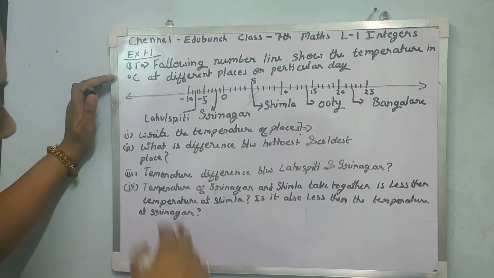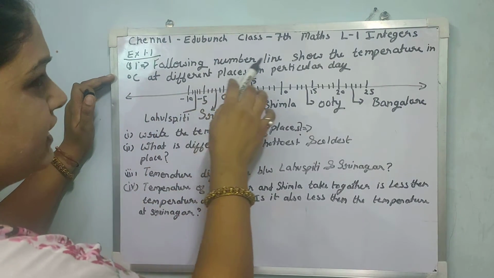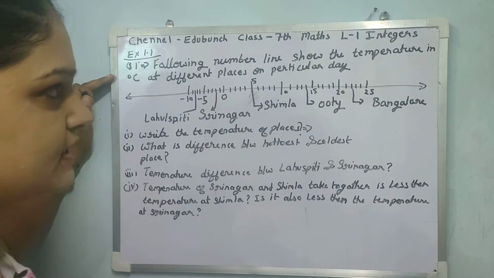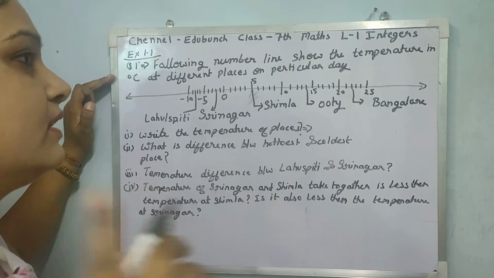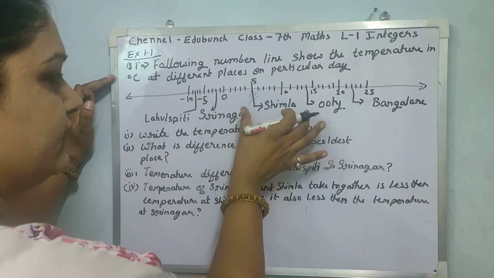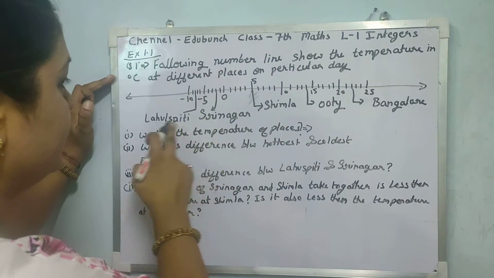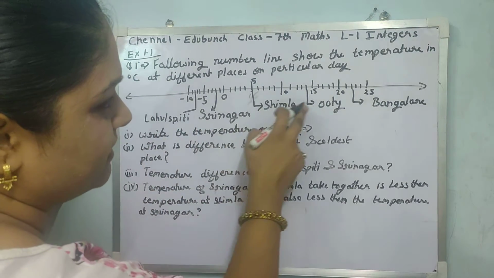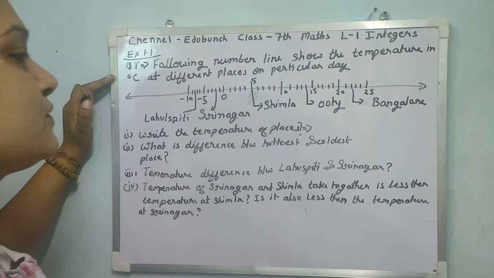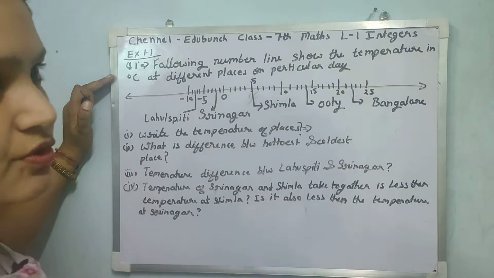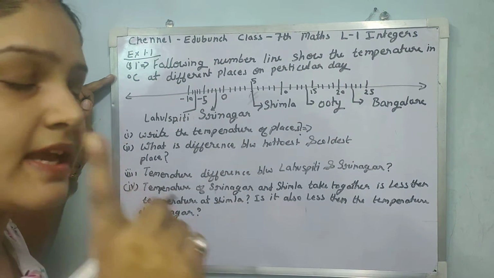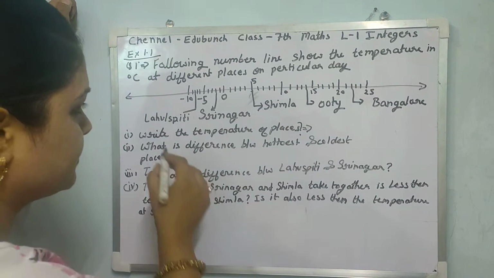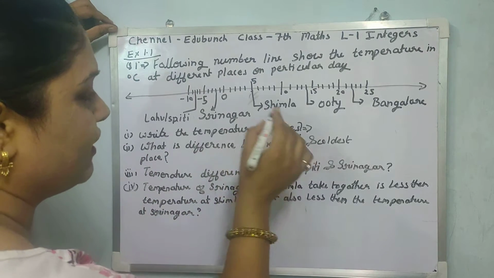The first question is: the following number lines show the temperature in degrees Celsius at different places on a particular day. It means this is a number line and the different places are shown here: Lahul Spiti, Srinagar, Shimla, Ooty, Bangalore. So here the temperatures are shown on the same day. Our first question is, write the temperature of the places.